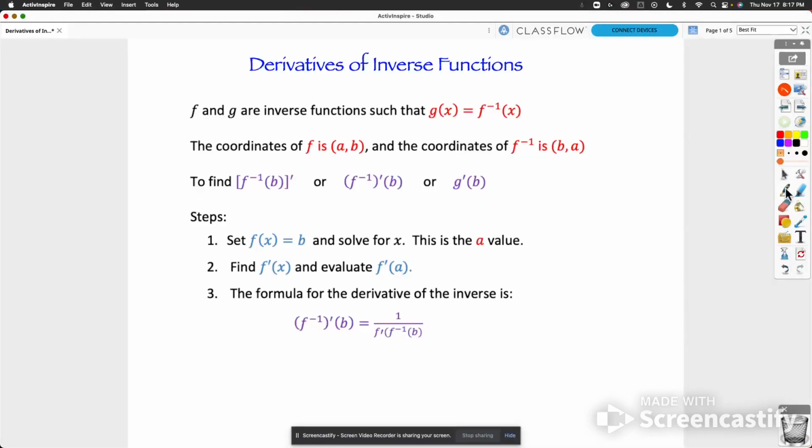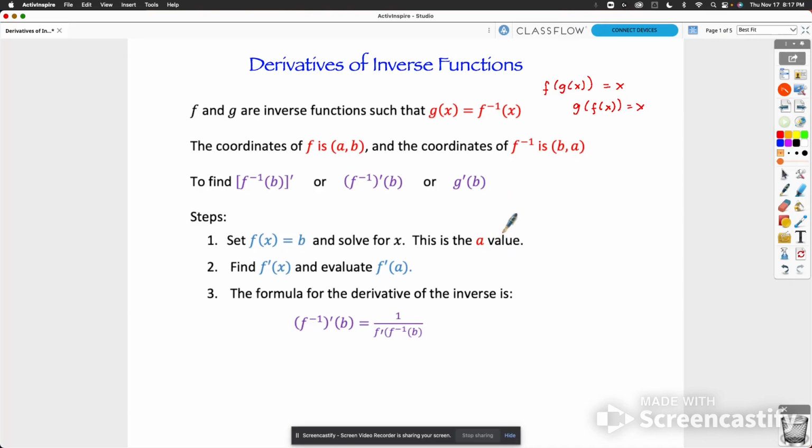So, derivatives of inverse functions. f and g are inverse functions such that g of x is equal to f inverse of x. Two functions are inverses of each other if f of g of x is equal to x and g of f of x is also equal to x. So f and g here are inverse functions.